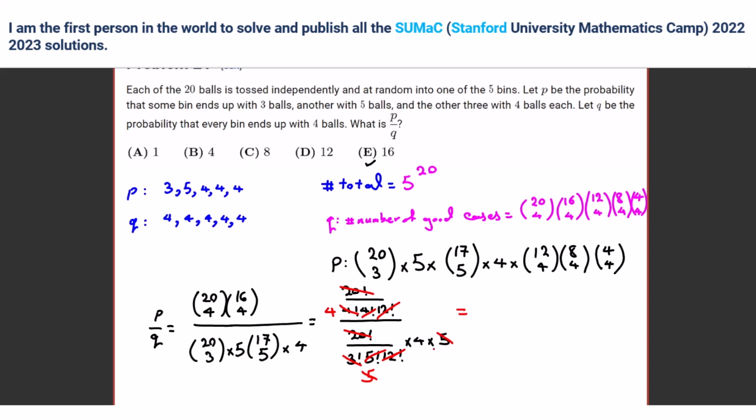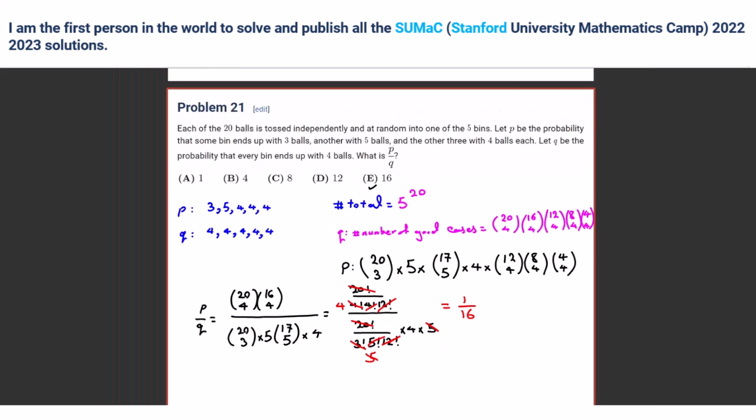So then it would be 1 over 16. Oh, wait, no. That was Q over P that we just calculated, not P over Q. So it should be 16, because Q over P is this. Yeah, so P over Q is 1/16. Exactly.